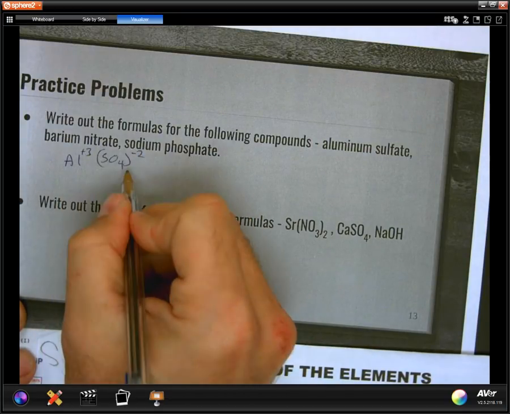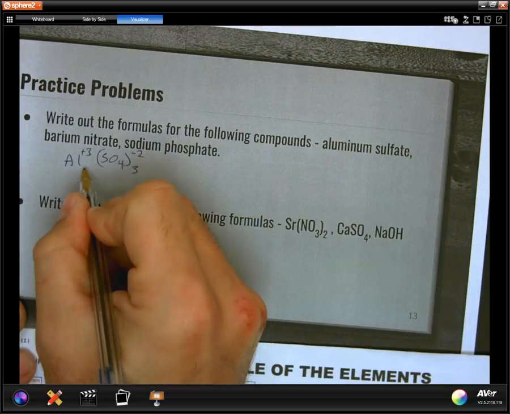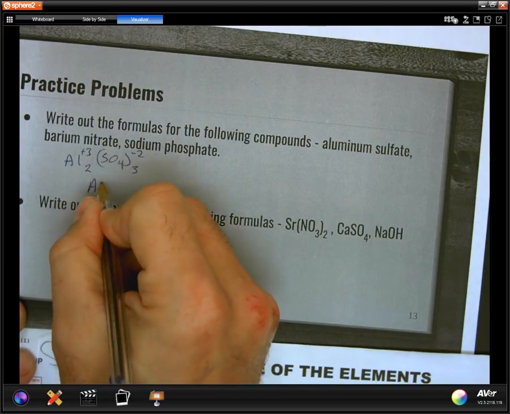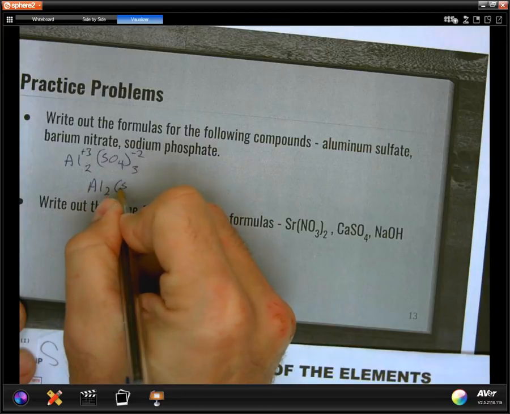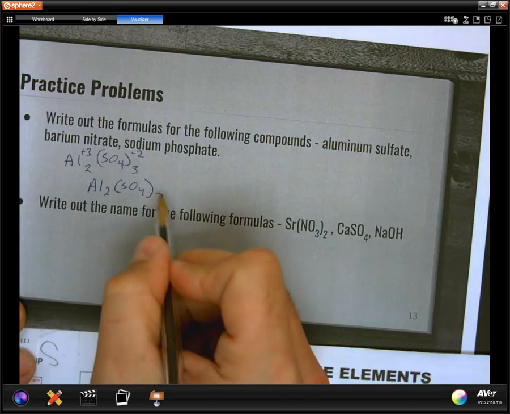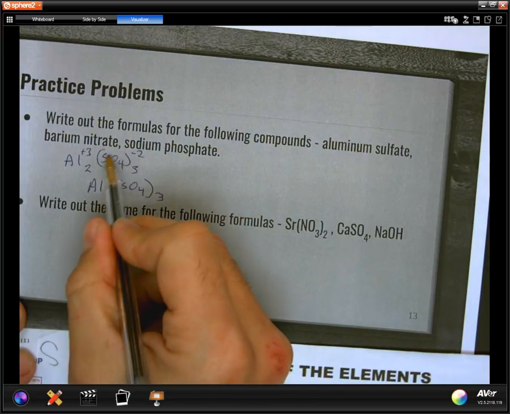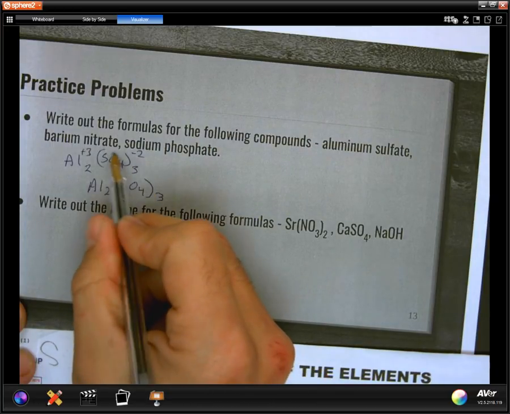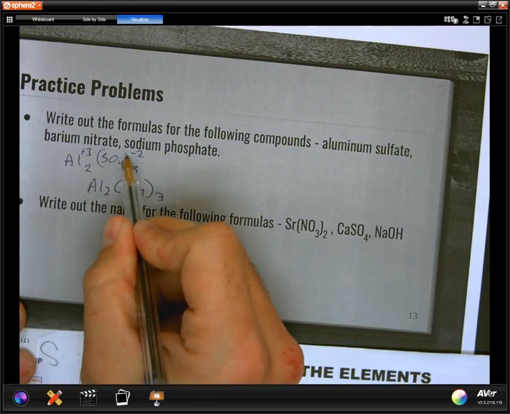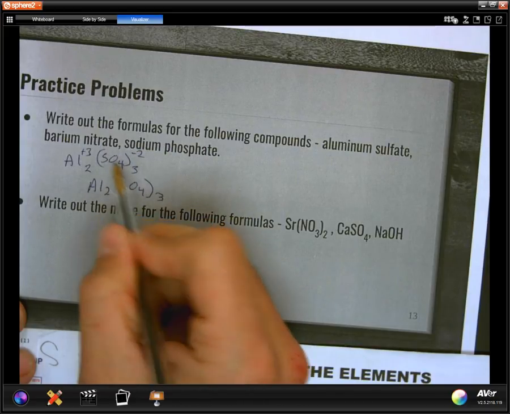So that 3 goes here. That -2 will go here as 2. Then we're going to rewrite it to give Mr. Lawrence the correct answer. Now, why do I need this parentheses here? Because this SO4 is a single ion. It is a compound within a compound. It sticks together, and that -2 refers to the charge of that whole little compound there.